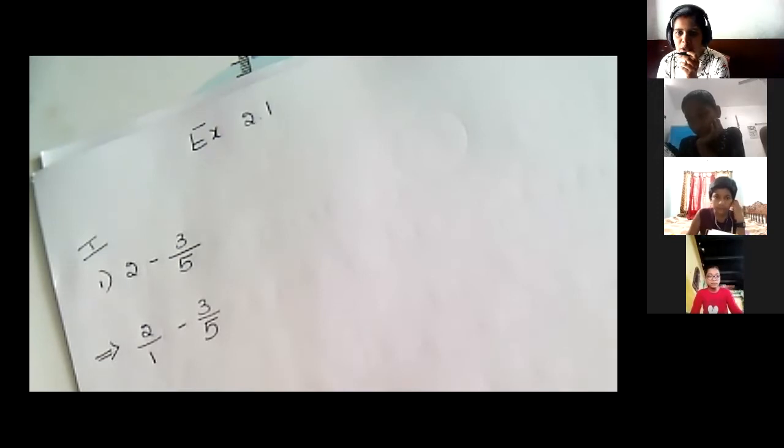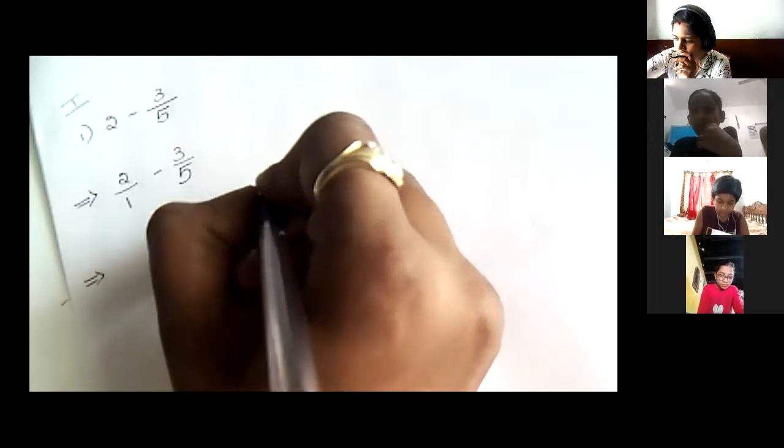Now denominators are different. We have to make the same denominator. So I will take the LCM of these numbers. See here, this is 1 and 5. No need to take the LCM on paper, we can calculate in our mind. 1 5s are 5. 5 is the LCM. Otherwise you can write it and check.